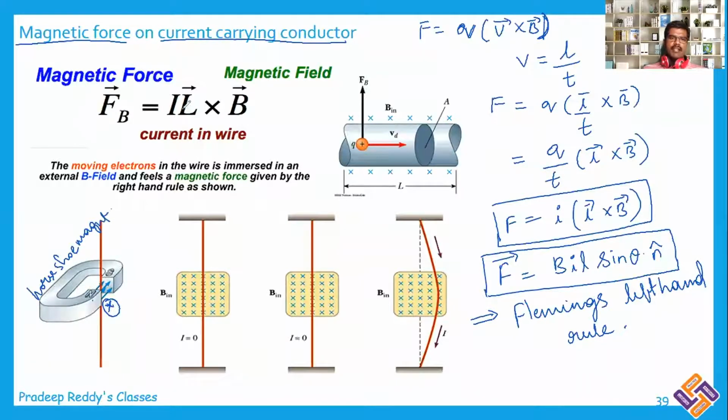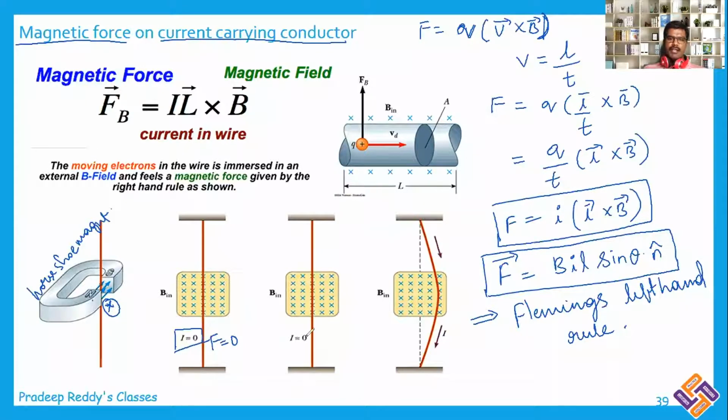If the current in the conductor is 0, even though there is a magnetic field, the force acting on the current carrying conductor will be 0, right? If current is non-zero, then there will be a force acting on the conductor that depends upon the direction of current.